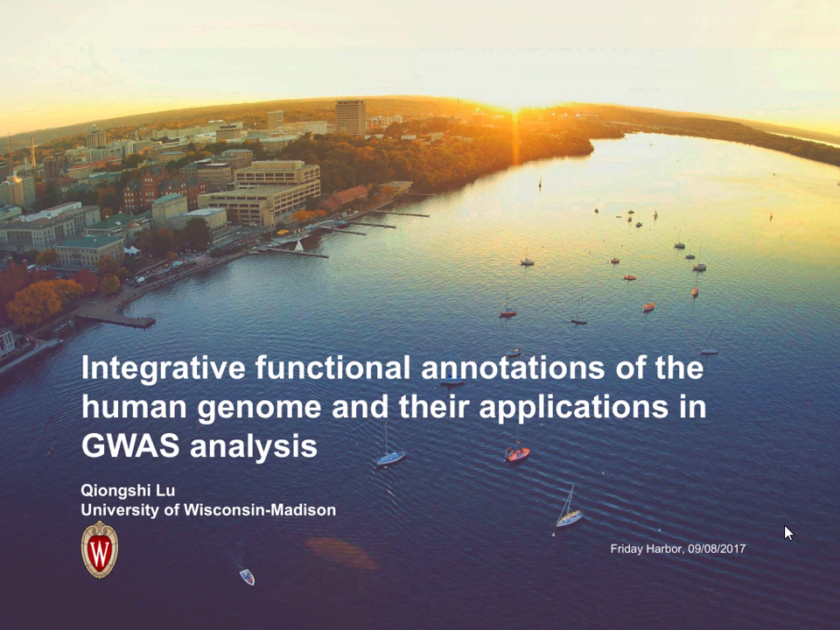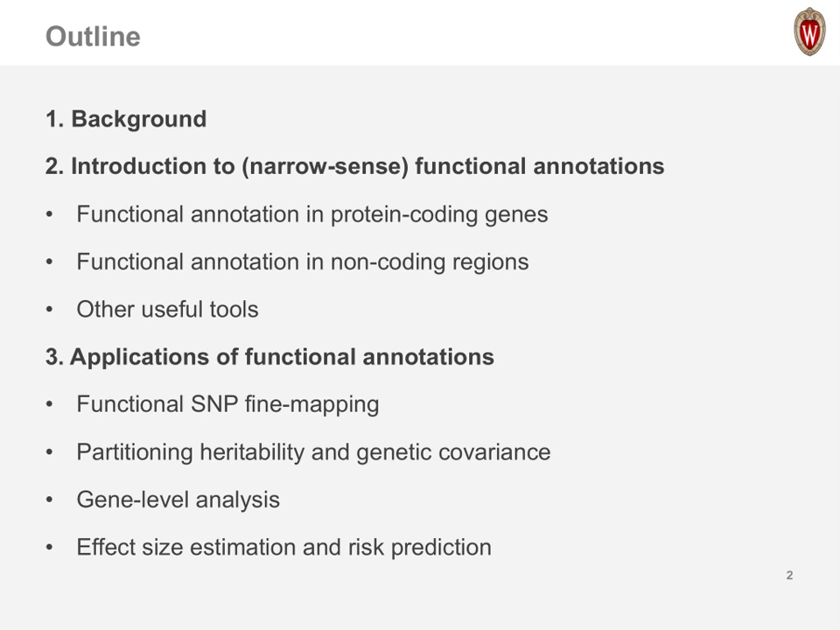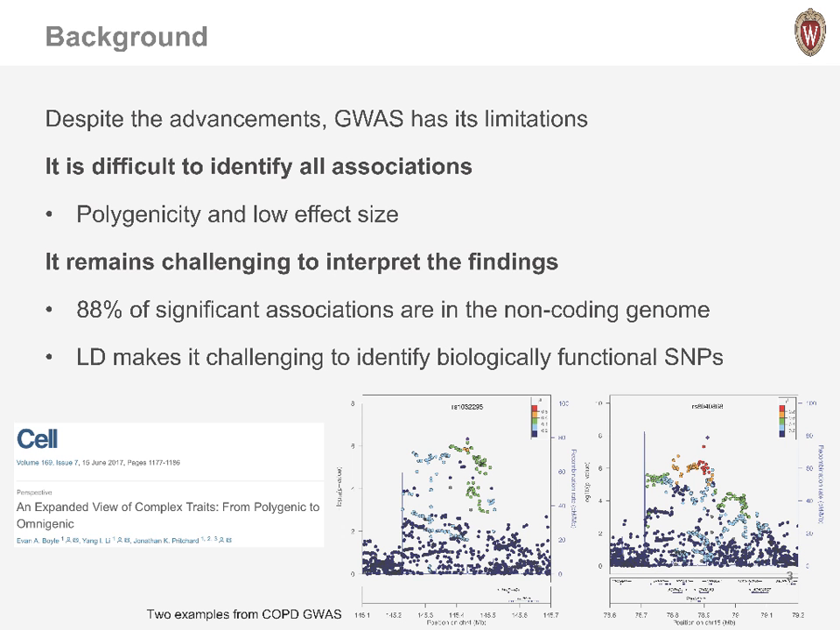Today I'm going to talk about function annotations and their application. We've learned a lot about GWAS this week, but this talk starts with GWAS limitations. First of all, GWAS is a massive multiple testing problem, because as you've already seen in your tutorial, we study millions of markers simultaneously, and you need to correct for the p-value.